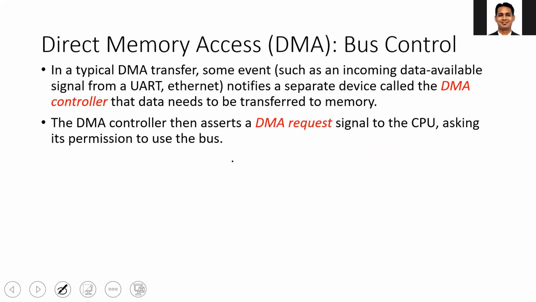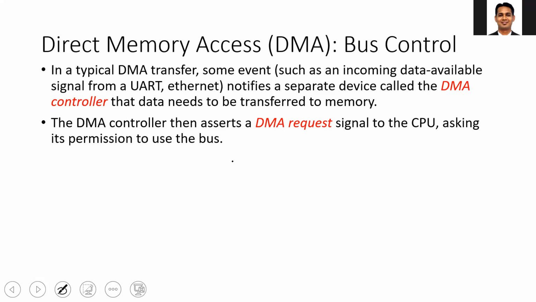So in a typical DMA transfer, some event such as an incoming data available signal from the UART or Ethernet notifies a separate device called the DMA controller that the data needs to be transferred to the memory. So the CPU tells the DMA controller that this is the memory transfer request. Now the DMA controller needs access to your system bus. So what does the DMA controller do? It sends the DMA request signal to the CPU asking its permission to use the bus.